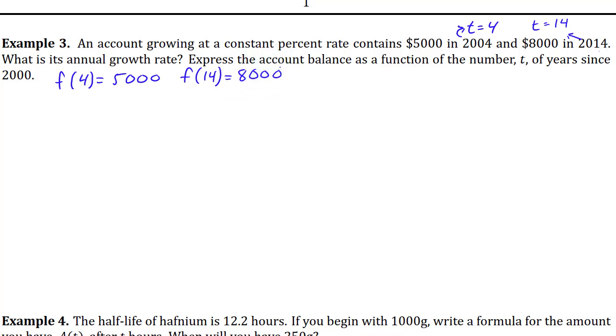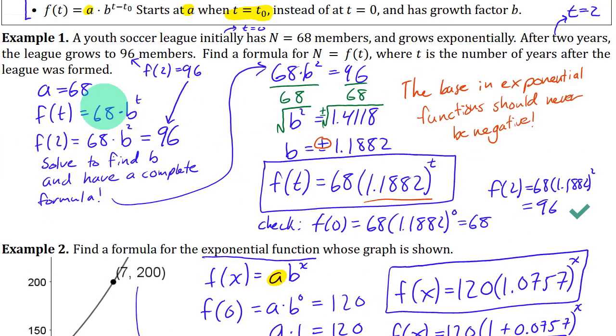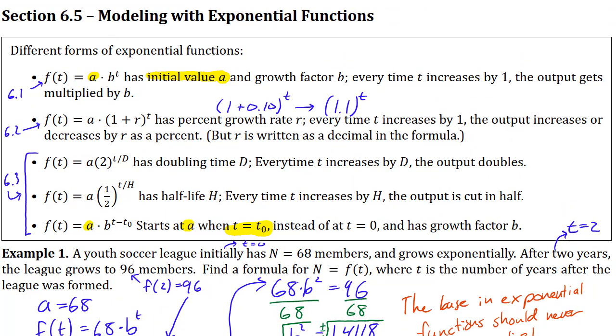Okay, so it doesn't say what it is in year 0. That would, year t equals 0, would be the year 2000. So we don't have the starting amount. So looking at the different formulas you could use here, the A for all of these ones tell you what the output would be in year t equals 0. But we don't have that here. So we're going to have to use this last one that says f of t equals a times b to the power t minus t0. It starts at a when t equals t0.